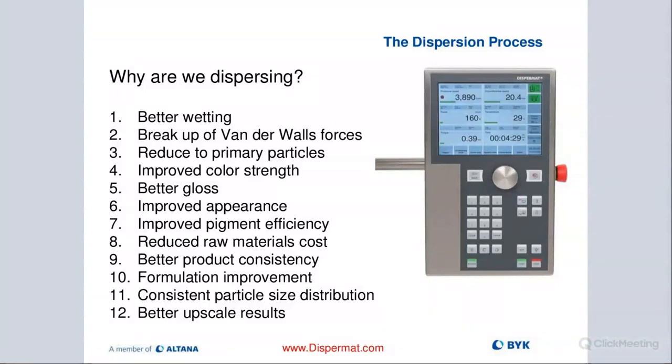Our pigment efficiency is improved dramatically just by going from 30 microns to 2 microns or 1 micron. You'll see a huge improvement in your pigment efficiency. That translates straight to dollars, and you also get better product consistency from batch to batch, formulation improvements, and consistent particle size distribution. If you do a good job dispersing, it will also help us get better results when we upscale from laboratory to pilot, as well as all the way up to production scale equipment.